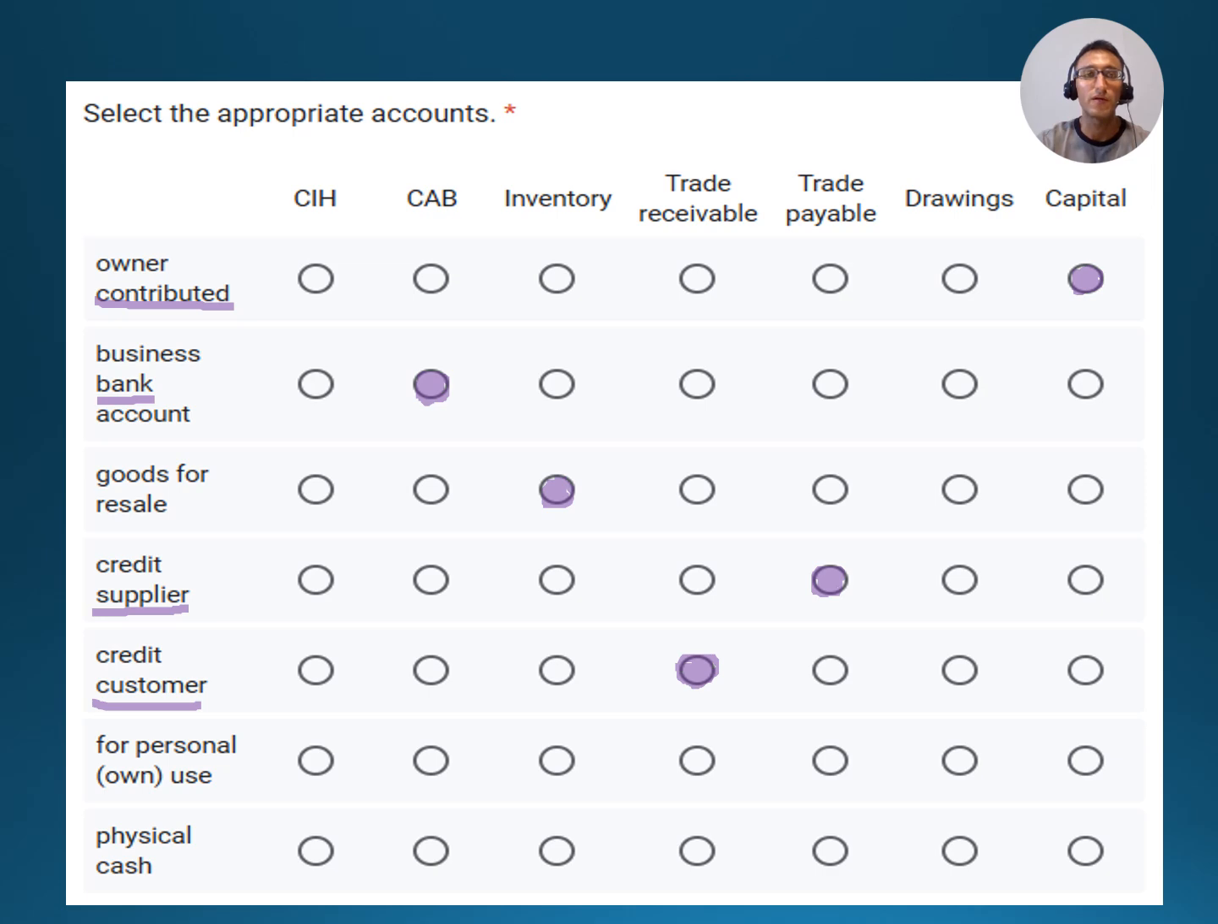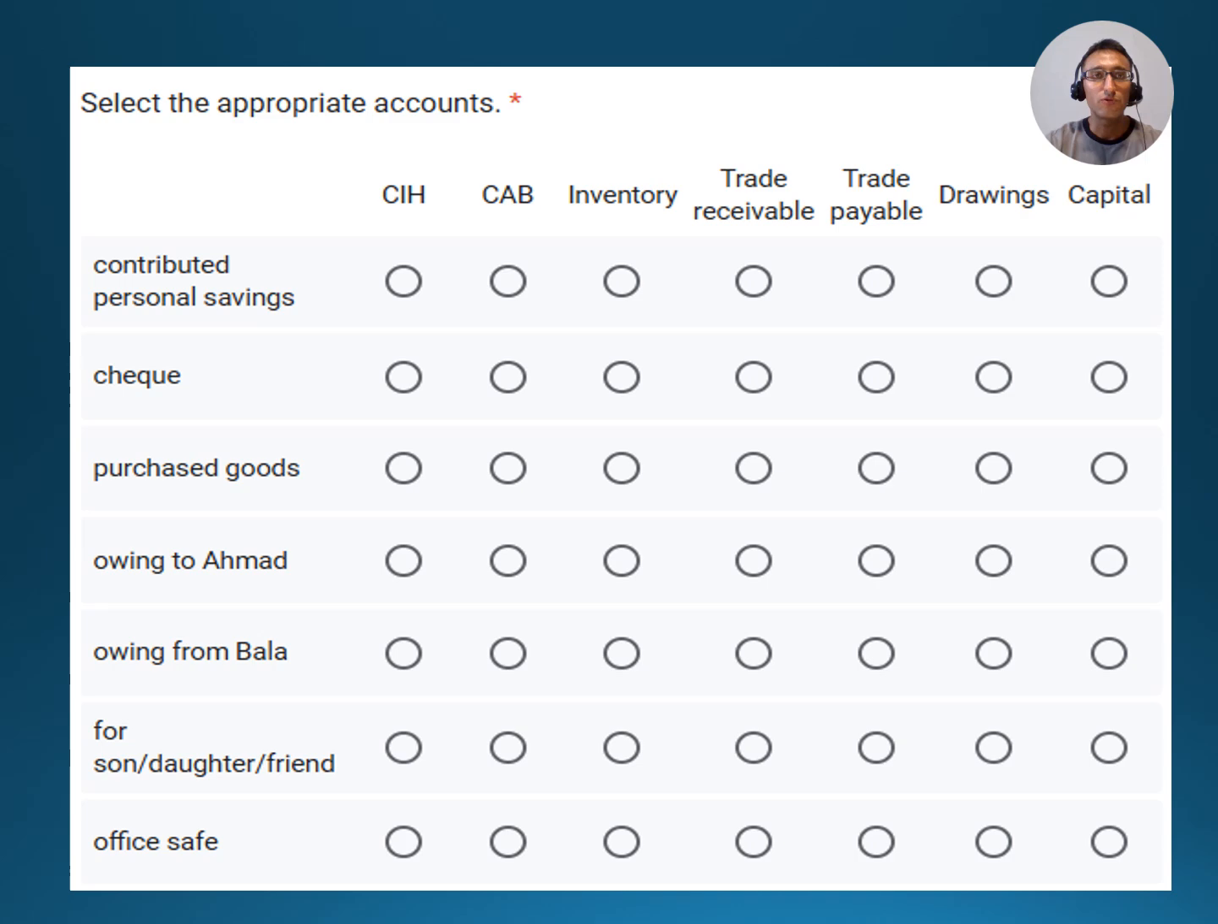Alright, next item that we see here, anything that is normally taken for personal use. Okay, it could be assets that the owner wants for himself or his family or for personal reasons. Okay, we would record it in the drawings account. And anything to do with physical money or cash, we would record it in the cash in hand account. Alright, so we have to be familiar with how to identify keywords or what we call phrases, and we will translate it to account names.